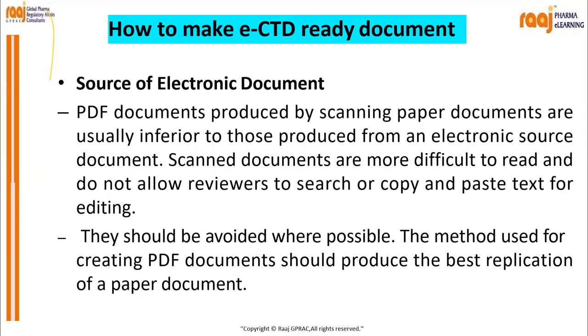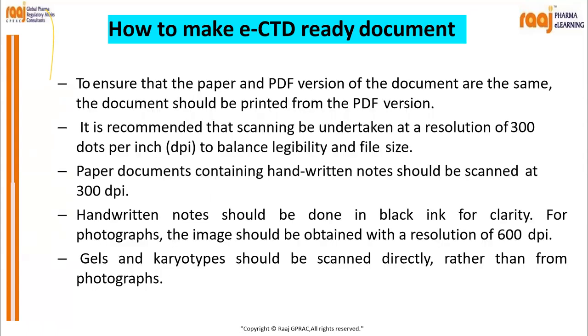The method used for creating PDF documents should produce the best replication of a paper document. That is why a licensed version of PDF is used. To ensure that the paper and PDF versions of the documents are the same, the document should be printed from the PDF version. It is recommended that scanning be undertaken at a resolution of 300 dpi to balance the legibility and the file size.